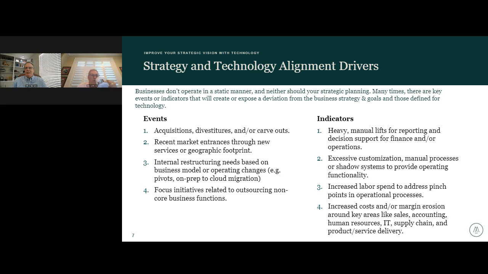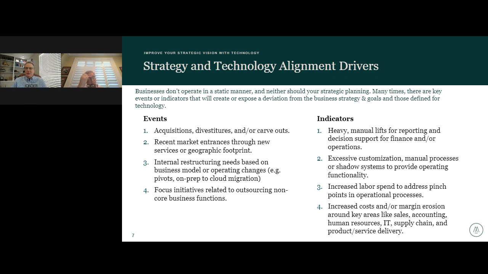Excessive customization, manual processes or shadow systems provide operating functionality rather than your core system. One of the things you'll hear in this presentation a lot is shadow systems, and we do see them frequently. And we'll get into those a little bit later, but it is an indicator that there's a misalignment between what your business is doing and what the technology needs to deliver.